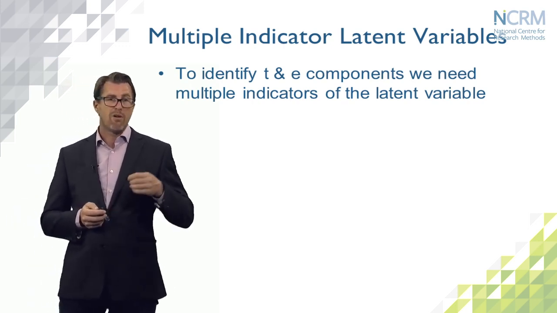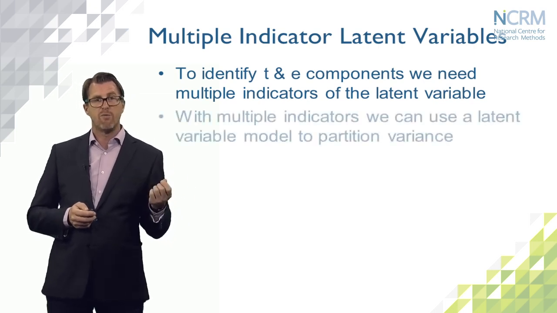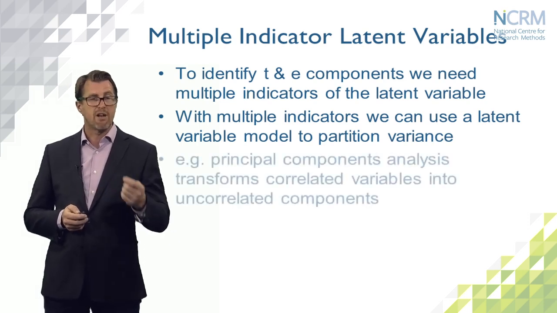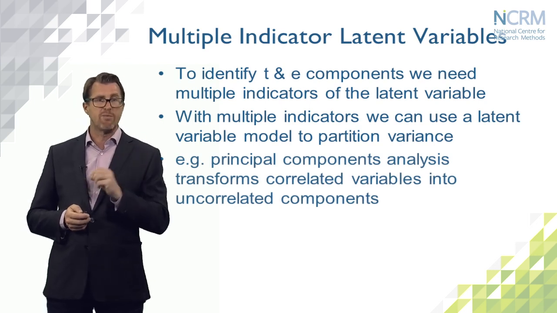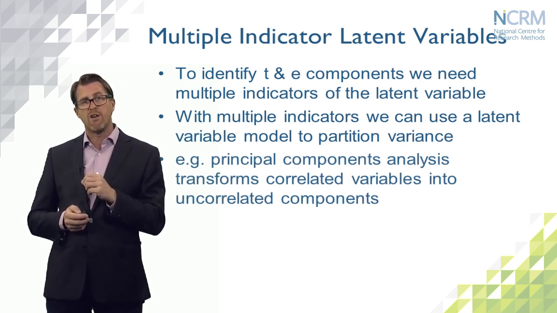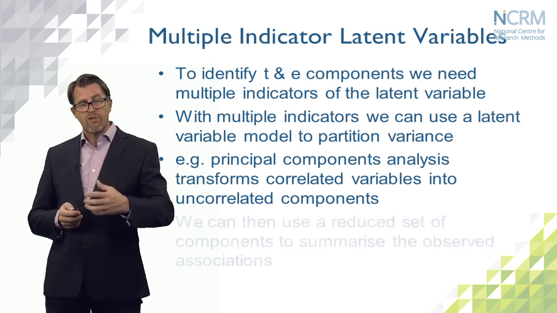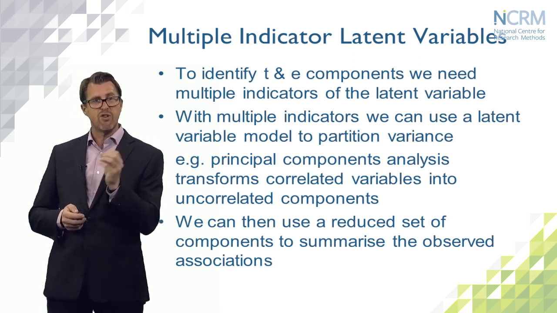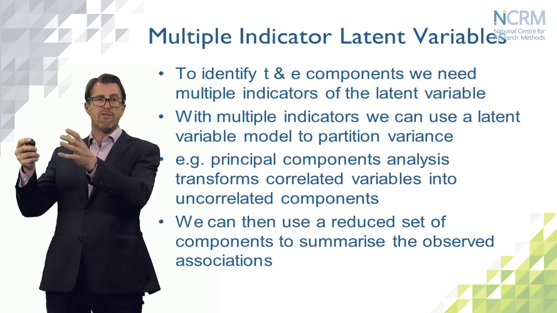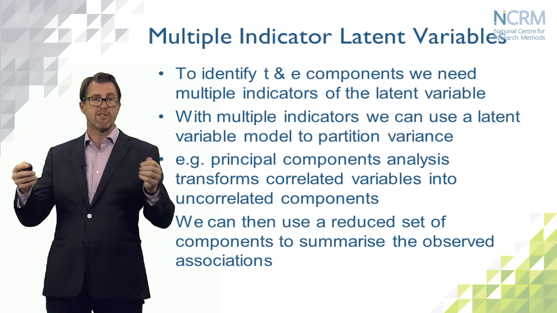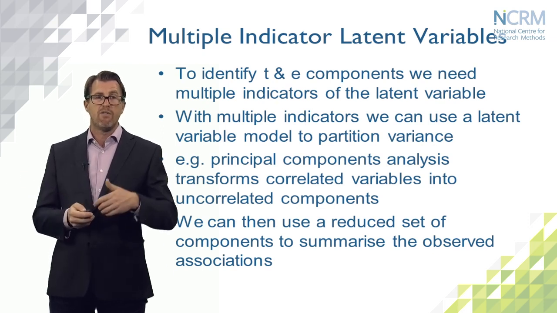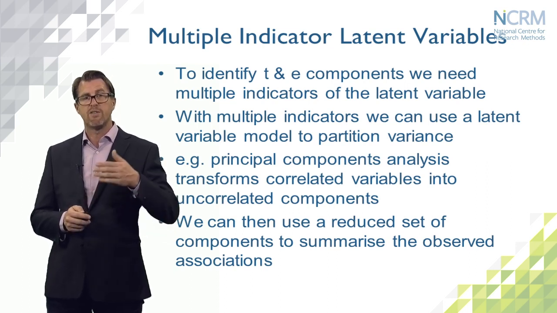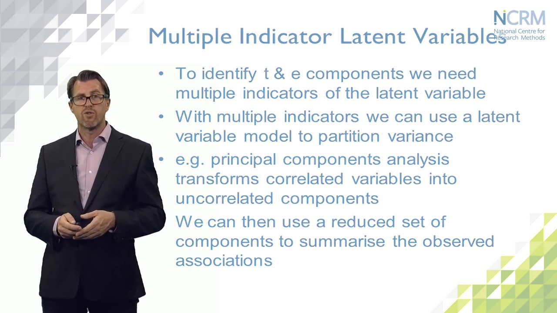So we can apply many different kinds of latent variable models. We can use principal components analysis, factor analysis, latent class models, depending on the metrics of the observed indicators that we have in our data set. But what these are all going to do is provide us with a summary score, a reduced set of factors or components relative to the full set of indicators that we start out with. And in doing that, they will correct for the error in each of the individual indicators and give us a better measure of the true score of the concept.